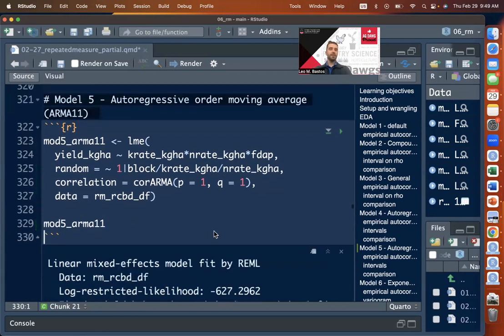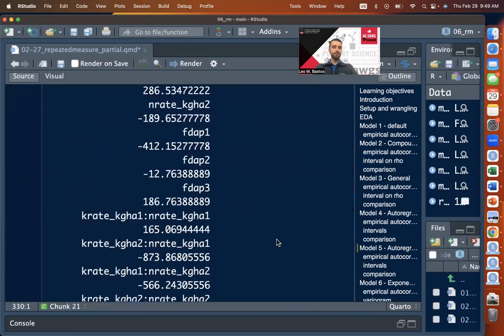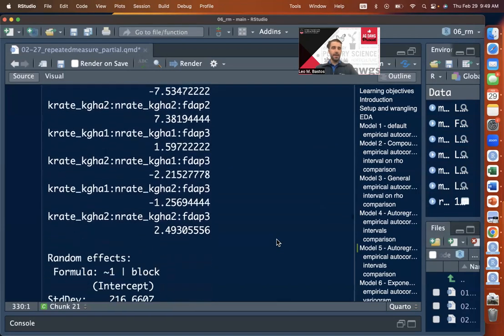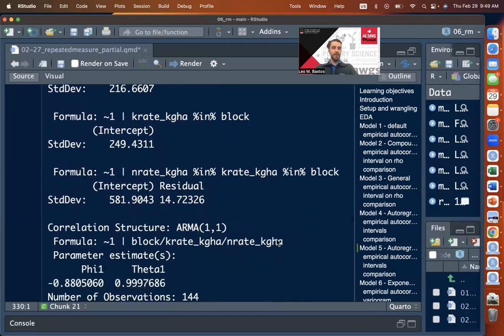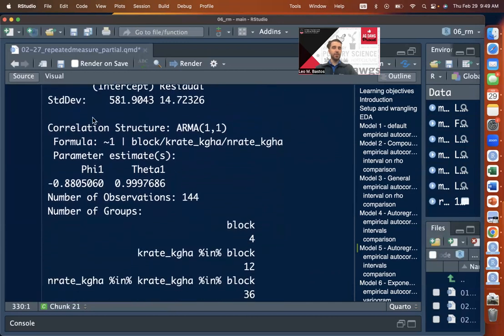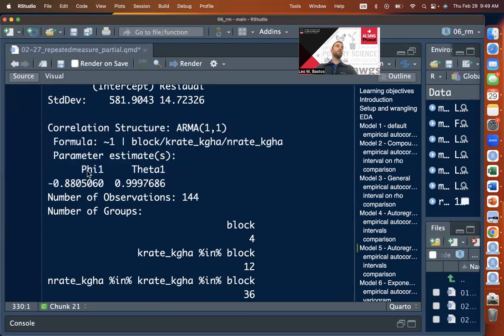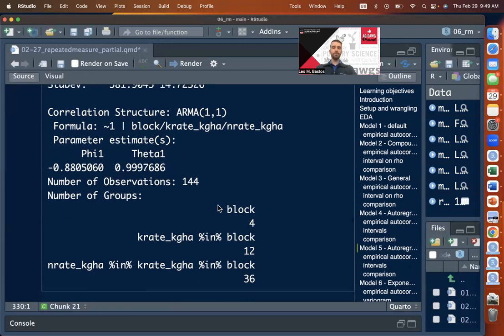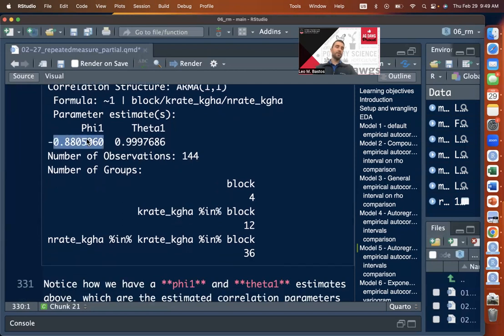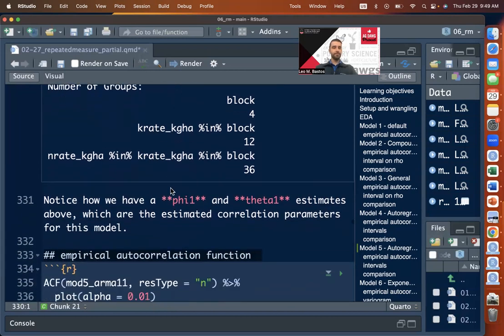Now, if we print that to inspect what the model did, again it has all the fixed effects, the random effects, and then this correlation structure that now has 2 estimates. It has an estimate of phi, for the autoregressive part, and an estimate of theta, the estimate of correlation for the moving average part of the model. Here we see that it was able to estimate the correlation, and phi was negative, theta was positive.